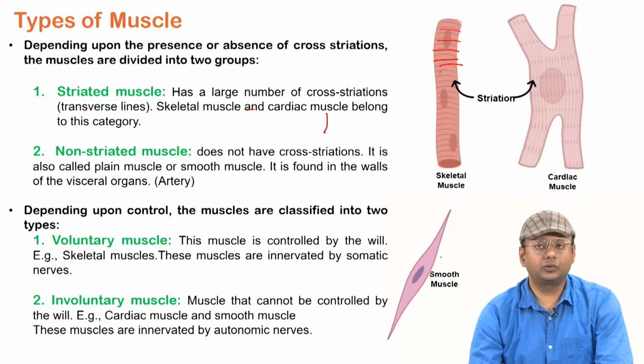Depending upon the control, the muscles are also classified into two types. One is voluntary and the second is involuntary. In the case of voluntary, the muscle can be controlled by will, like skeletal muscle. In the case of involuntary muscle, which is present mostly in organs, these muscles cannot be controlled at will, and they can actually perform without any specific stimulation. Mostly these types of muscles are innervated by autonomic nerves.